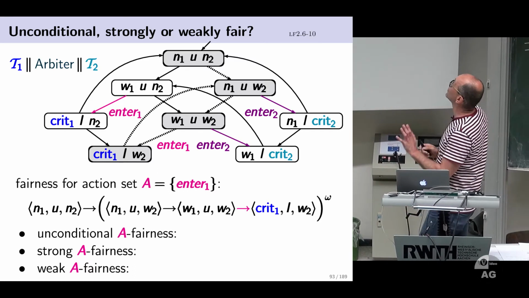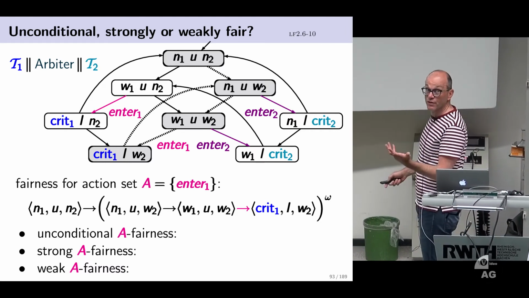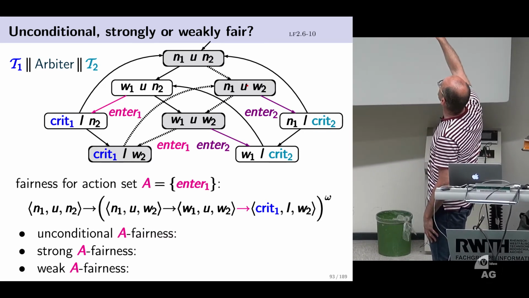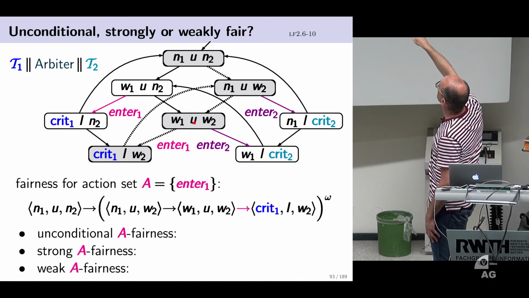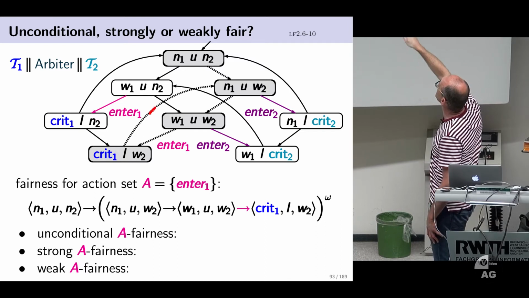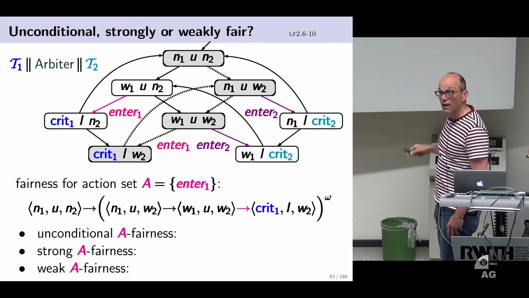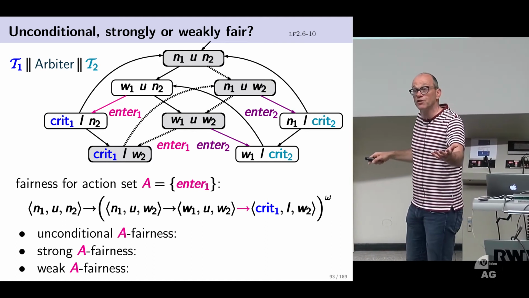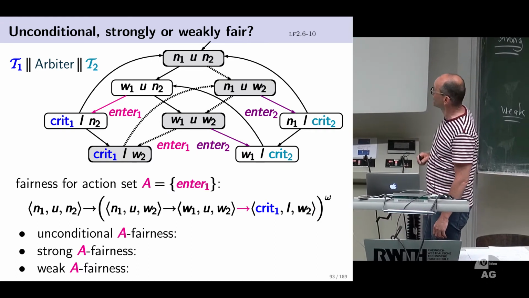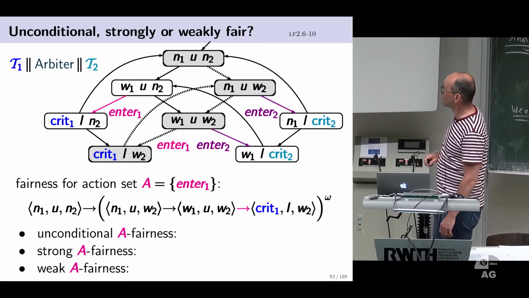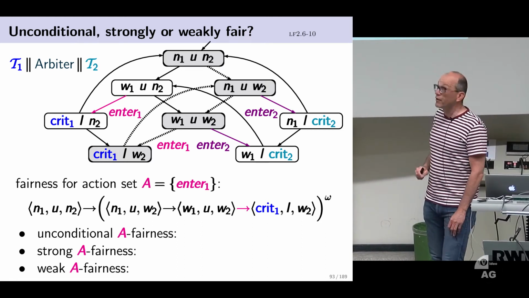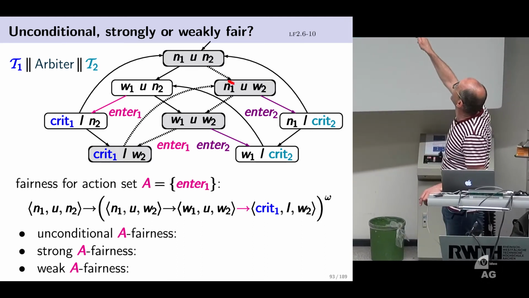Good. I look at an infinite behavior. This is exactly the behavior that we were arguing before that maybe it's not fair. The behavior where process 2 starts waiting, process 1 becomes waiting, process 1 enters the critical section, and we go back to this state, and W2, you see, process 2 starves. It's waiting, but it never gets access to the critical section. Good. So this is the same behavior, but now written down as a finite sequence with this repetition here. And now you can check whether this is unconditionally A fair, strongly A fair, or weakly A fair.